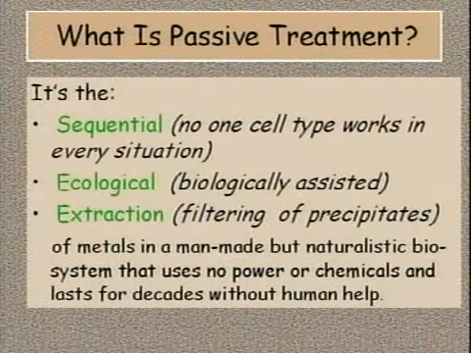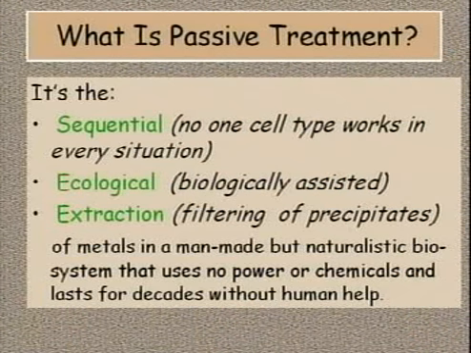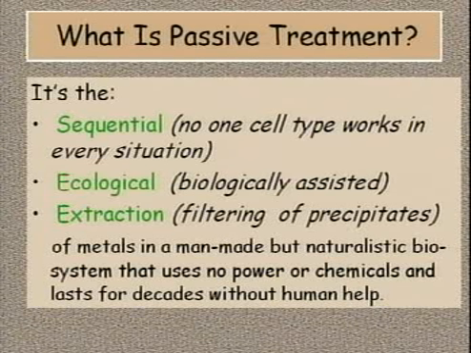Passive treatment is defined as the sequential ecological extraction of metals in a man-made but naturalistic biosystem. What this means is that no one treatment cell type does everything. Different cell types might need to be employed in sequence to remove various metals. For example, one cell might take out iron, copper, lead, and zinc, and a subsequent cell might take out manganese. It's ecological because biological activity is typically involved. And lastly, it needs to include the extraction or filtering of precipitates that are formed. Otherwise, they'd be flushed through the system and the treatment effect would be lost.